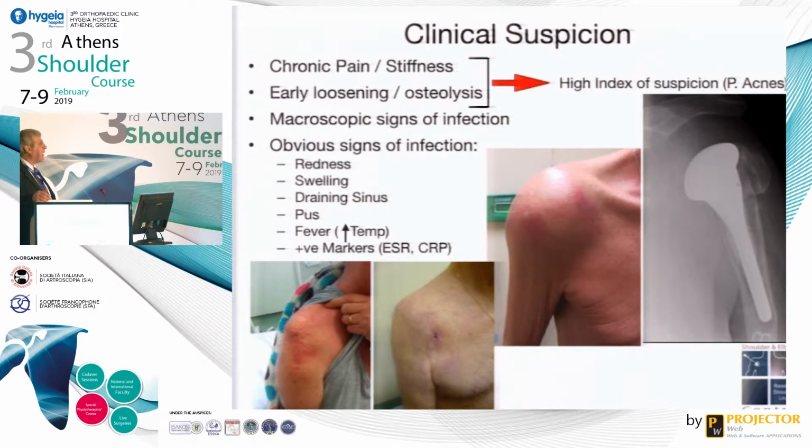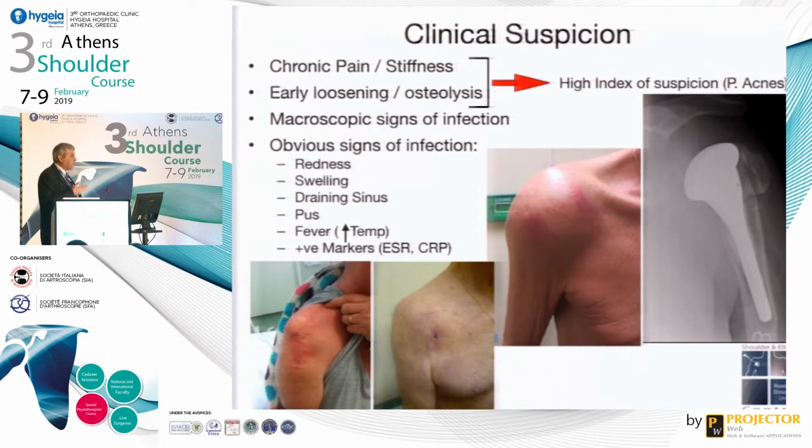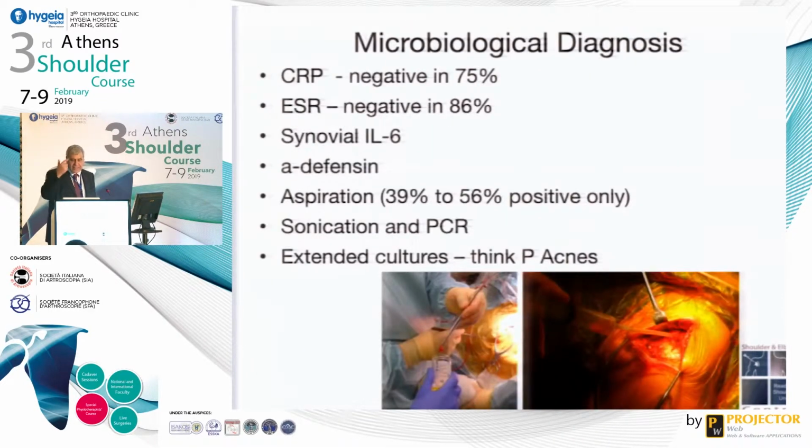Again, always keep an eye index of suspicion, any chronic pain, stiffness, early loosening, osteolysis. Think about infection, think about P. acnes. And if there's macroscopic signs of infection, that's easy, not a problem. Redness, swelling, draining sinus, pus, fever, and positive markers. That's easy. That's not a problem. But always think about it.